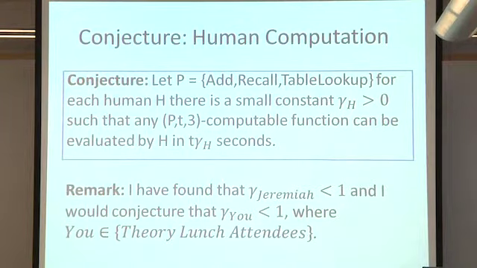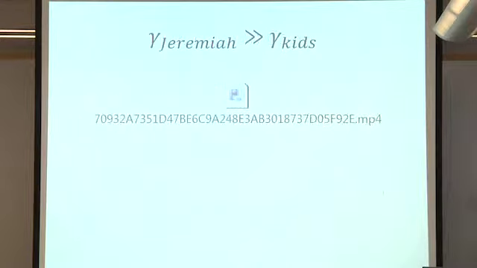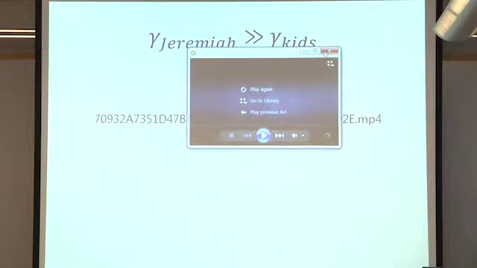I found for myself that my constant is about 1. And I would conjecture that for members of this audience, similarly, gamma is about 1, maybe a little bit less, where you are members of computer science theory audiences. And let me actually show you a video of some kids doing similar computations.